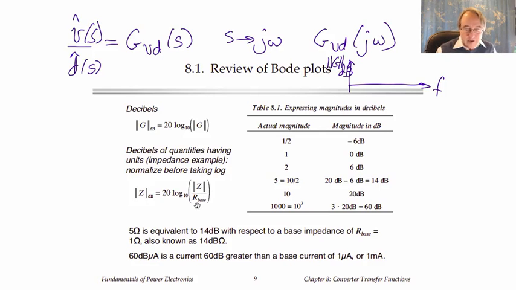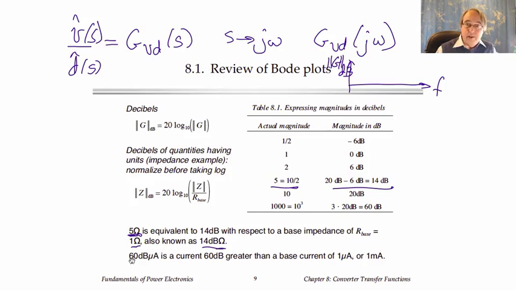A very common choice is a base impedance of 1 ohm. So then we would take our impedance, divide by 1 ohm, and then express that number in decibels. If we do that, it's the tradition to call that Z expressed in dB ohms. So 5 ohms, with a base impedance of 1 ohm, is 14 dB, right here on this chart. And so 5 ohms would correspond to 14 dB ohms.